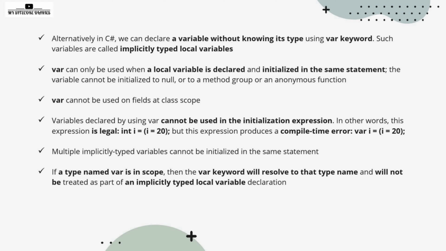If a type named var is in scope, then the var keyword will resolve to that type name and will not be treated as an implicitly typed local variable declaration. If you are using var as a type name, that keyword will resolve to that type and will not be treated as an implicit type local variable.